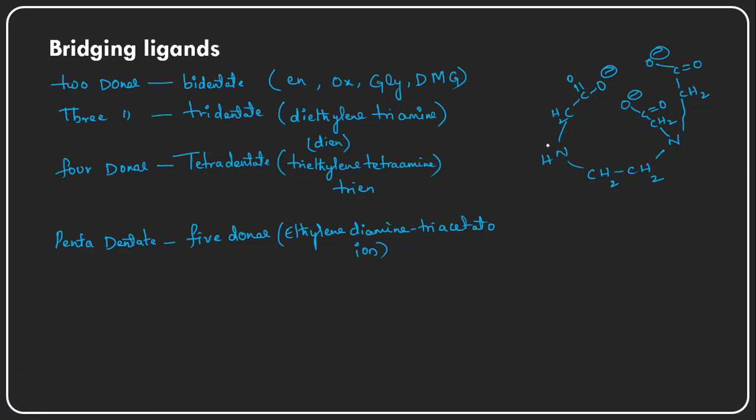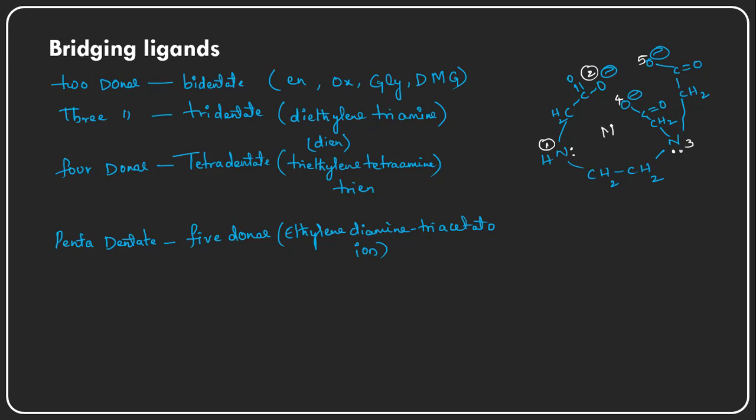This is one donor atom. This is the second donor atom, as oxygen is carrying a negative charge. Here nitrogen is carrying a lone pair of electrons, here nitrogen carrying a lone pair of electrons, and oxygen is carrying a minus charge. This is the third donor atom. This is the fourth, and this oxygen which is carrying a negative charge, this is the fifth.